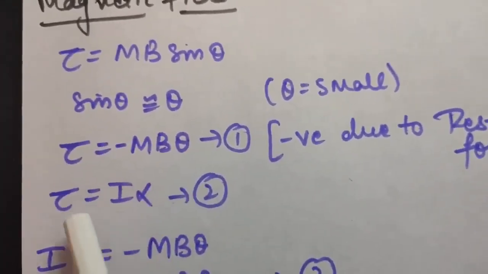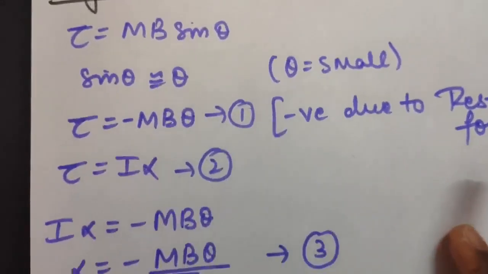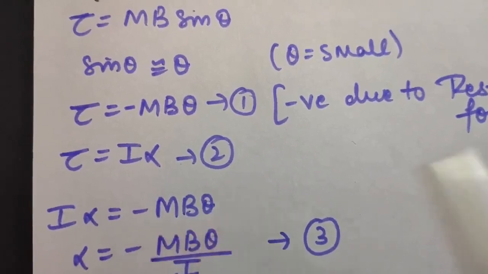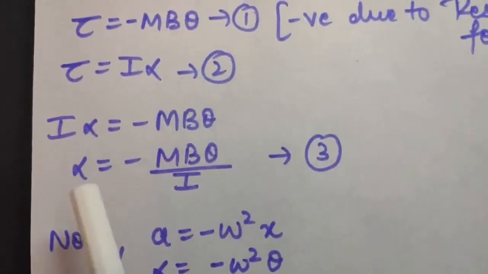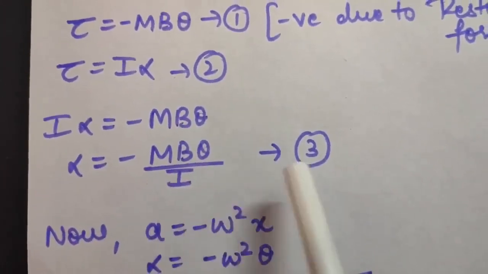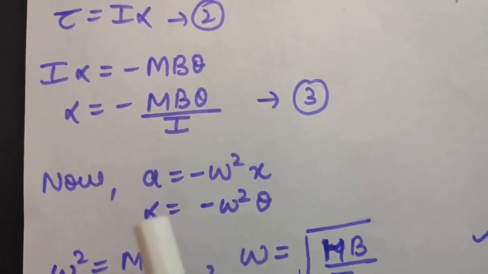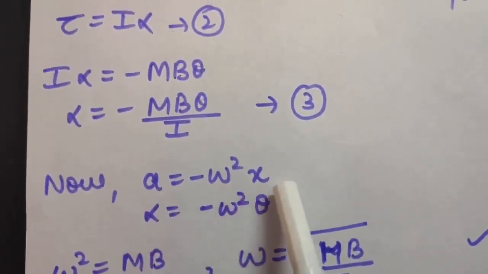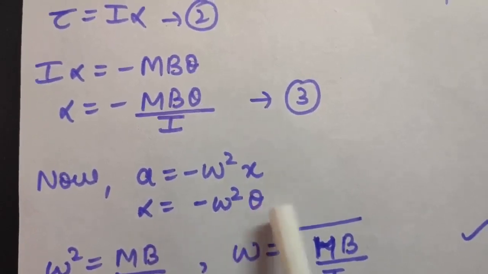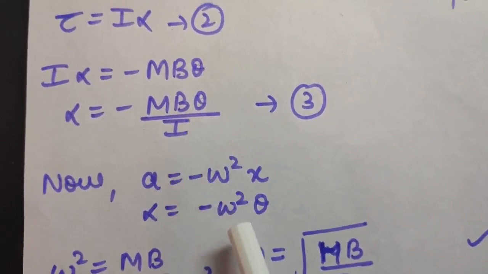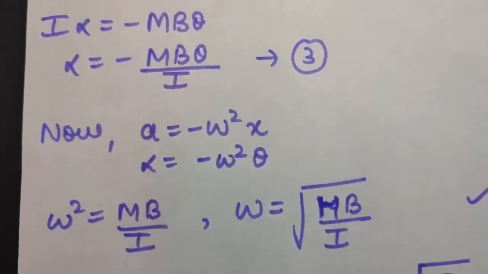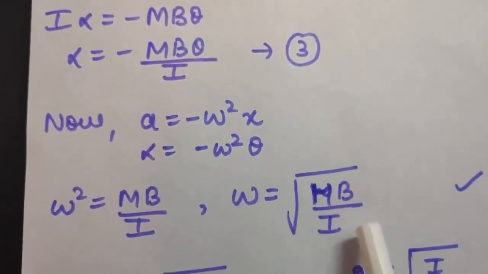Now as you know, torque is equal to I alpha also. So from these two equations, I alpha is equal to minus mB theta. From here we can calculate alpha, which will be minus mB theta upon I. Now as you know, in SHM, the acceleration is minus omega square x. And if it is angular, then alpha is equal to minus omega square theta. If you compare these two equations, you will get omega square to be mB upon I. So omega will be under root mB upon I.